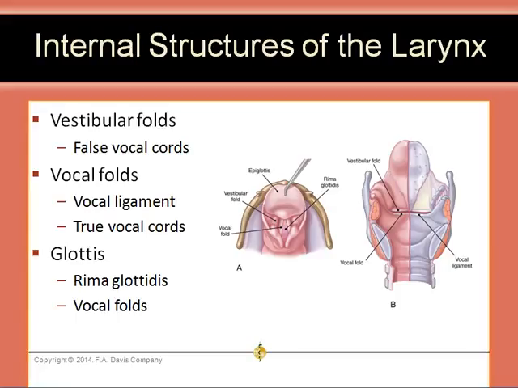The internal structures of the larynx include the vestibular folds, the vocal folds, and the glottis. The rima glottidis is the small slit opening between the vocal folds. The vocal ligaments produce sound, while closure of the vestibular folds prevents the movement of air into and out of the larynx. Closure of the vestibular folds increases abdominal pressure for exercise and excretory functions.